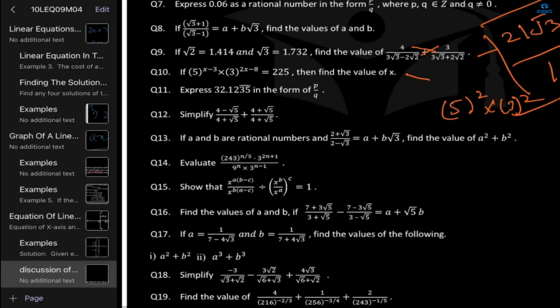Okay, so everybody understood. Now here, when I compare the power of 5 on both sides, LHS and RHS, x minus 3 will be equal to 2 and 2x minus 8 will be equal to 2. So you solve any one of the equations and get the value of x. Now, question number 8 is the same as question number 7. You have to form the equation and then you will get the answer.